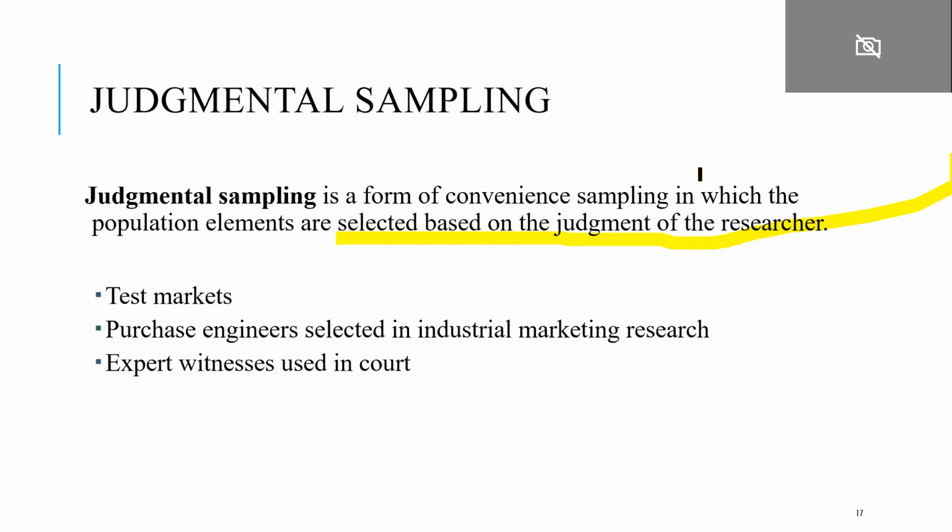But in case of judgmental sampling, researchers directly say that suppose in my class there are marketing students, finance students, and HR students, and I have some project. So I want a few students who can do well. So what I'll do, I'll select those students on the basis of my judgment.